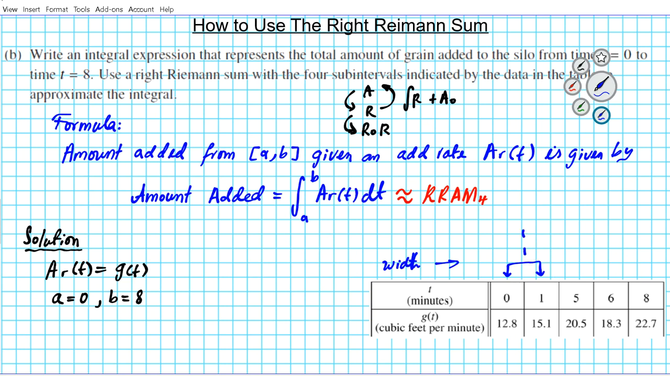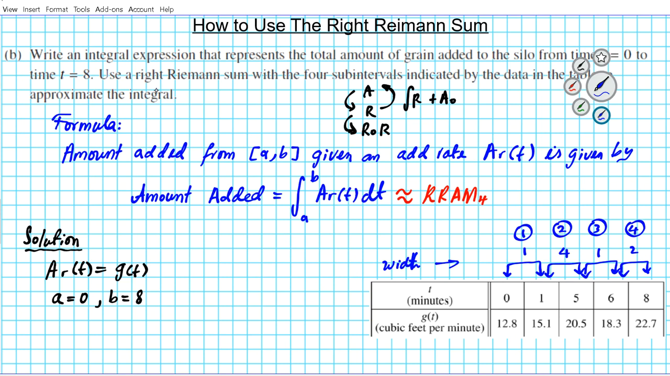Okay, and then for the second rectangle, you're going to go from 1 to 5. So what's the change? 1 to 5, you subtract that, you get 4. That's the base of the second rectangle. And then for the third rectangle, you go from 5 to 6. What's 5 to 6? That's 1. That's the base of the third rectangle. And then from 6 to 8, what is that? That's 2. That's how wide the fourth rectangle is. So we have the bases of the 4 rectangles. So what are the heights?